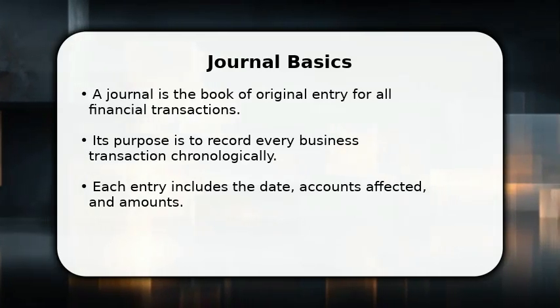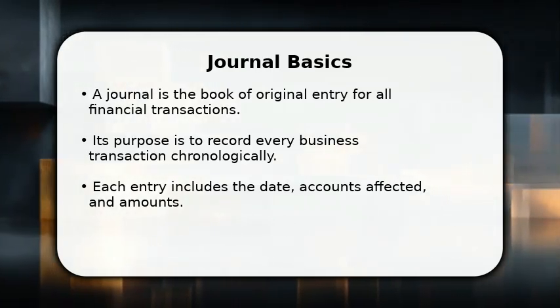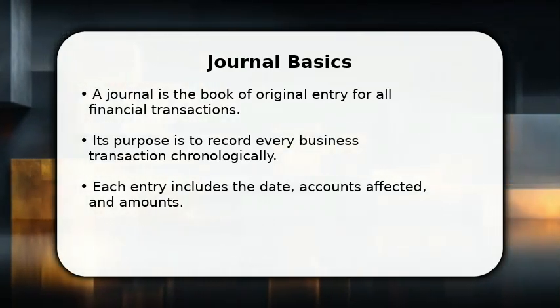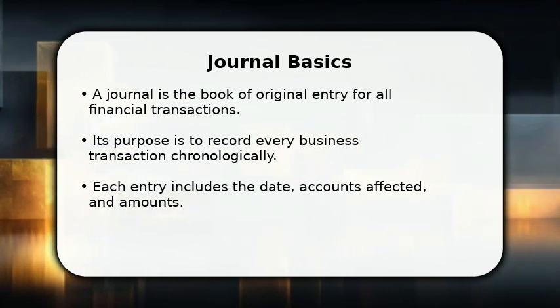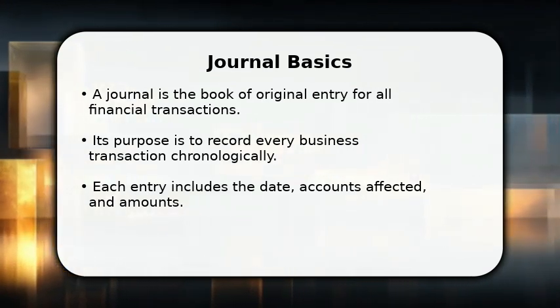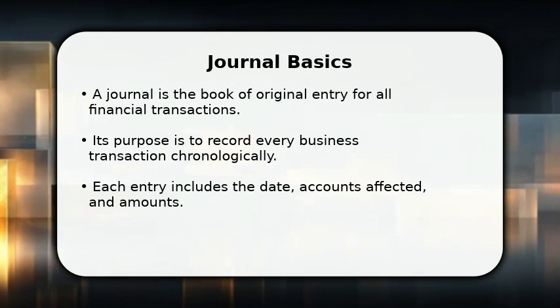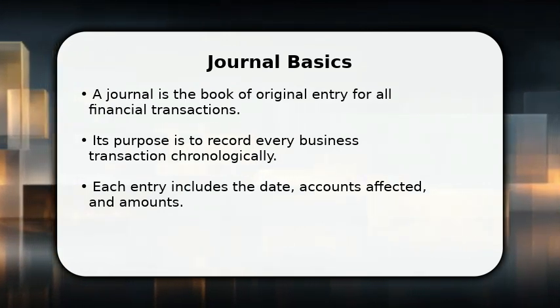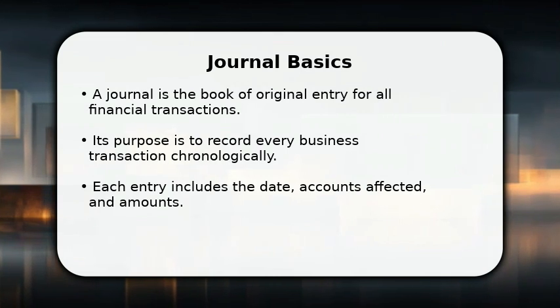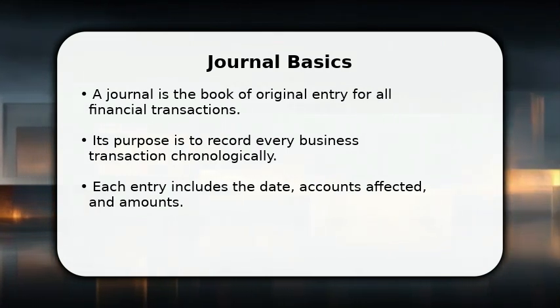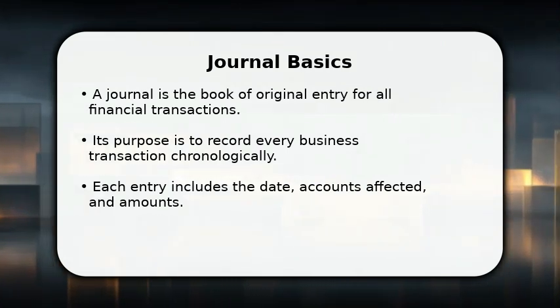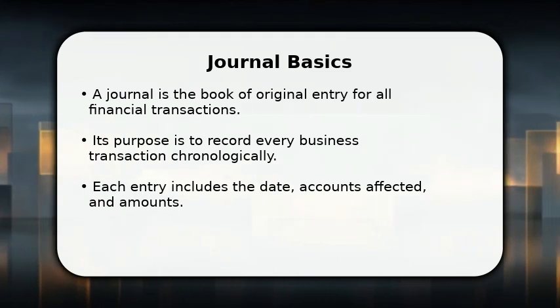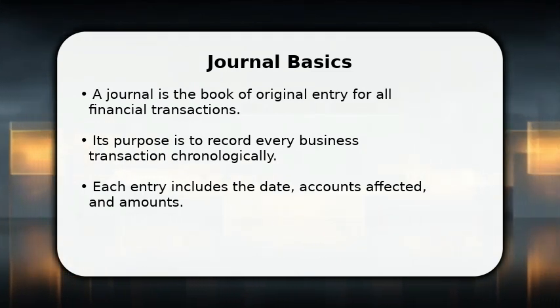In this video, I will explain how to use a ledger and journal. A journal serves as the initial record for all your business transactions. Think of it as a diary where every financial event is noted down in the order it happens. This chronological record includes the date, the specific accounts involved, and the corresponding debit and credit amounts. It's the first step in tracking your company's financial story.